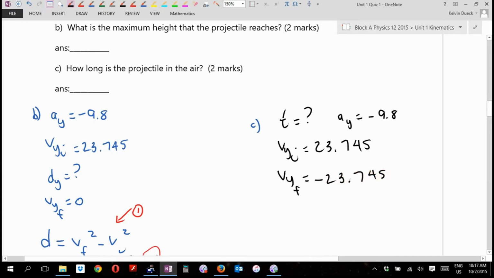Now, if you let Vy final be 0, that would give you the time to top. And if you doubled it, that works because we're starting and ending on the ground. That's fine. My way gets me there in one step. Smarter than you, didn't less work.